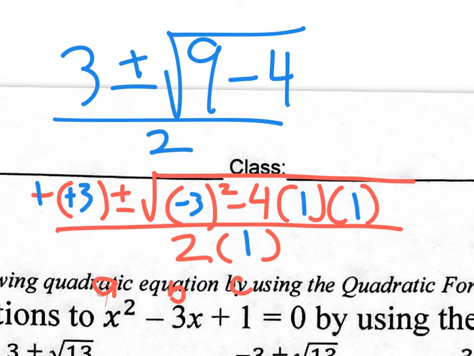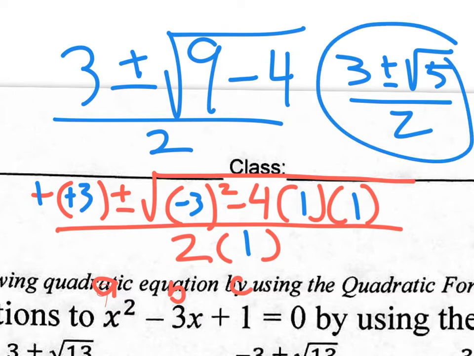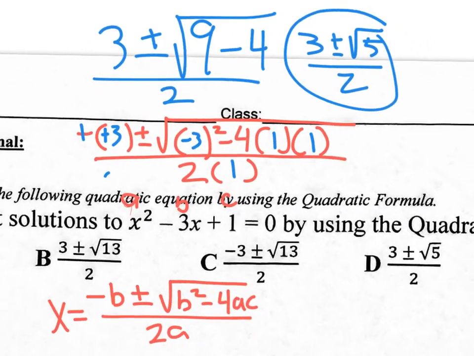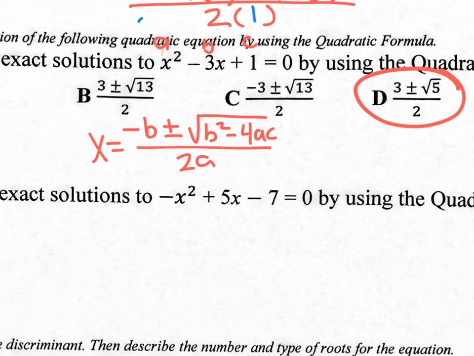So again, let's continue working with the 9, take away 4 inside of the radical. So the final answer is 3 plus or minus square root of 5 over 2. Okay, so there is no need to split it. That's your final answer. And if we check down here, correct answer is D. Boom. Let's try another. The next one's not multiple choice.